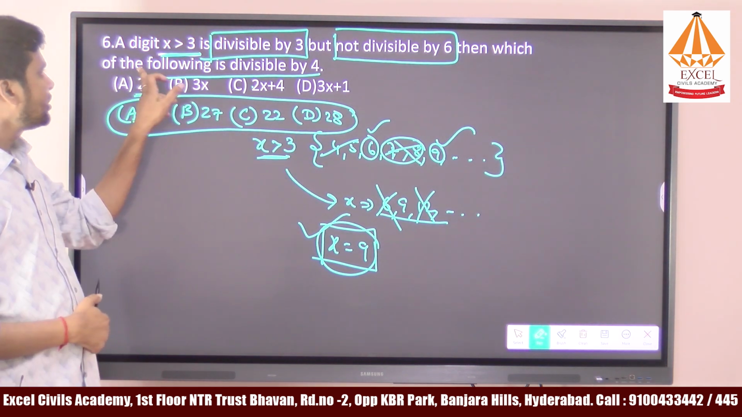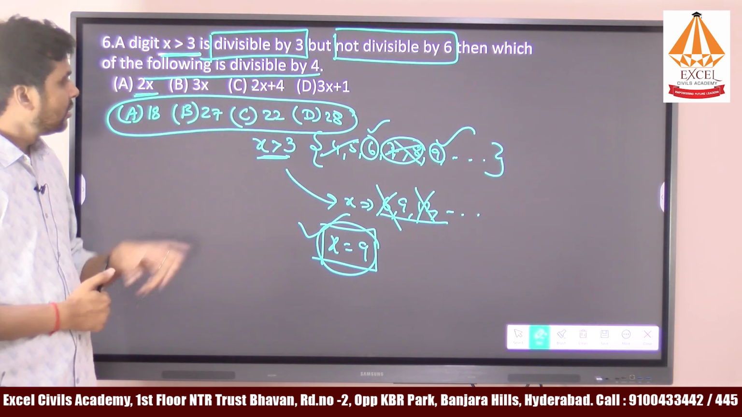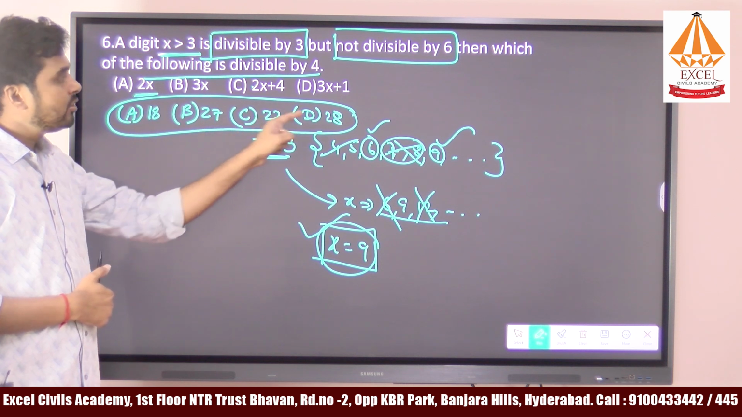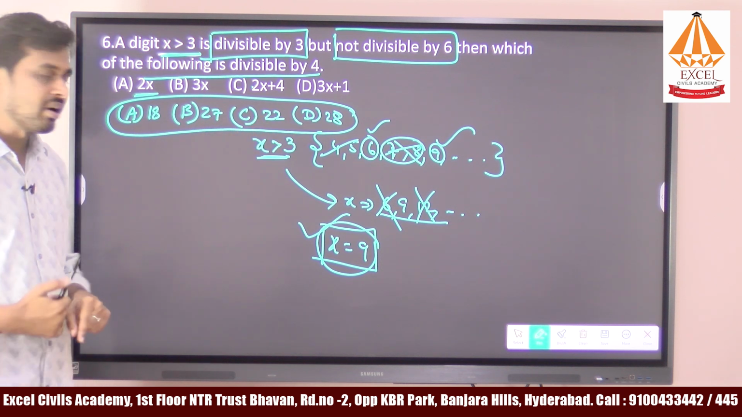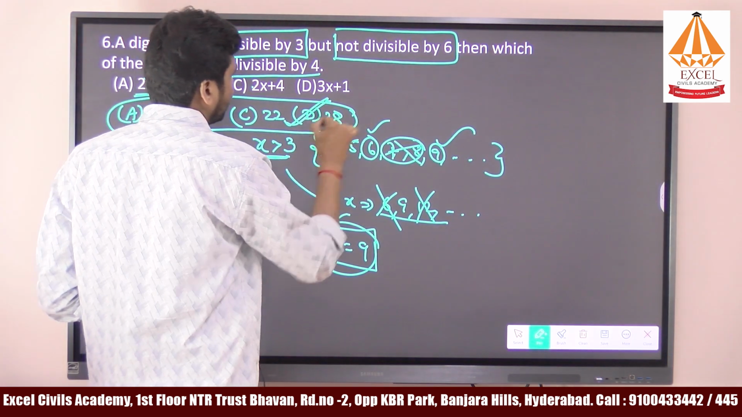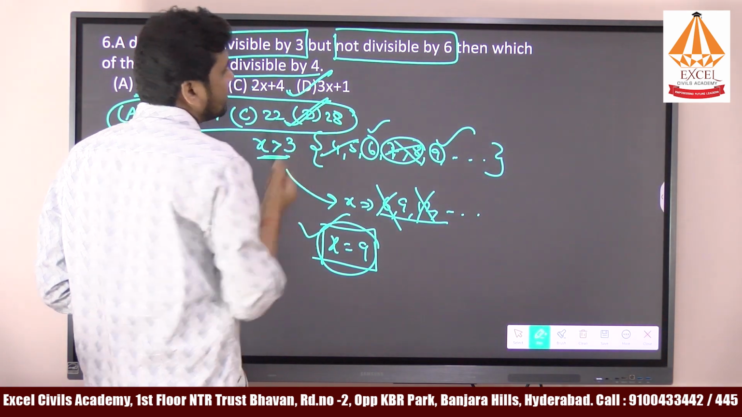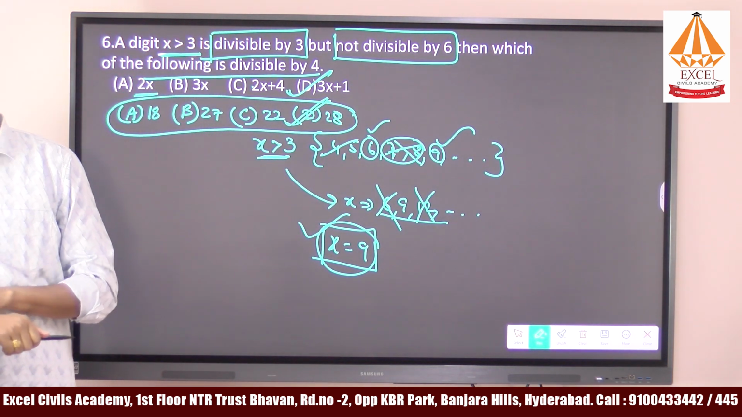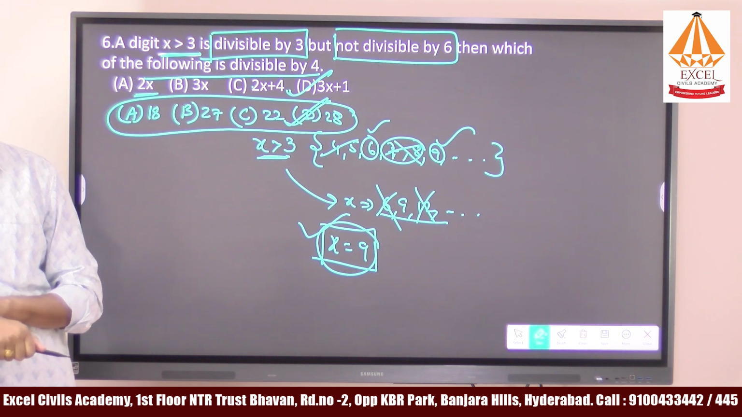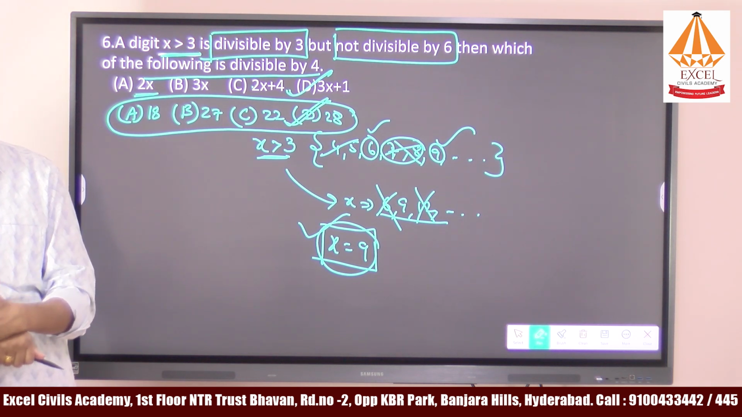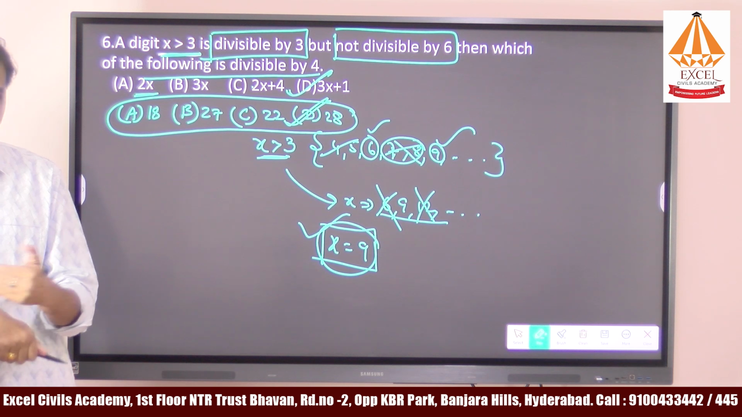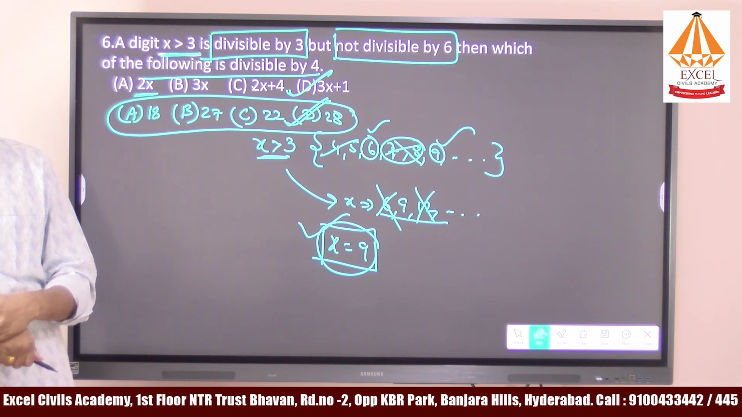Now what is the question? Which of the following is divisible by 4? 18, 27, 22, 28. Among these numbers, which number is divisible by 4? 28. So D, which is 3x plus 1. You got it? We have to practice this type of question because, as I already told you, we have a minimum of 3 to 4 questions based on that.